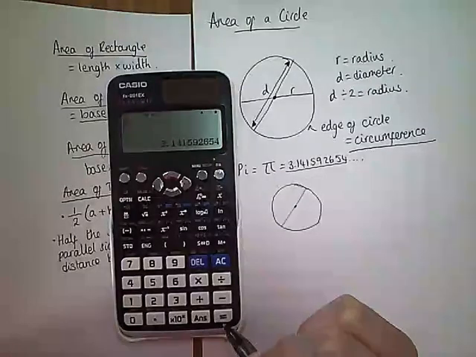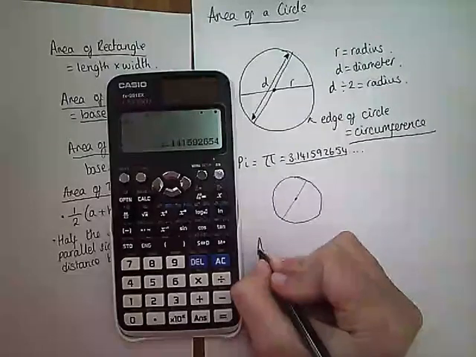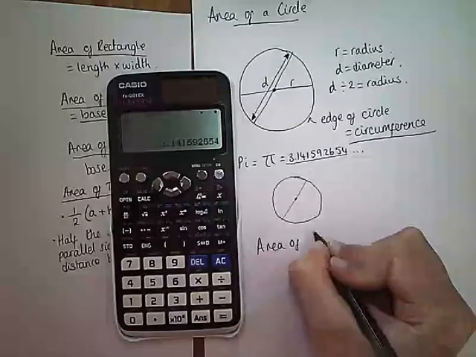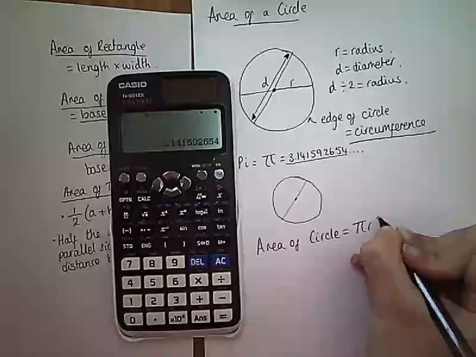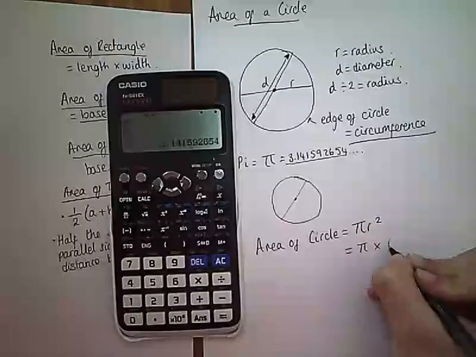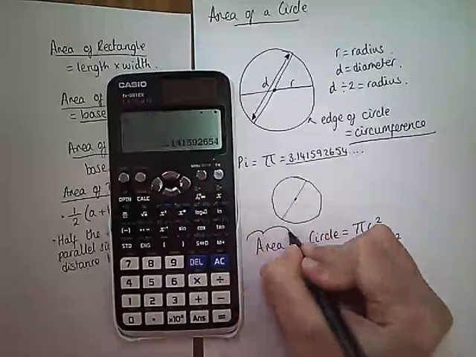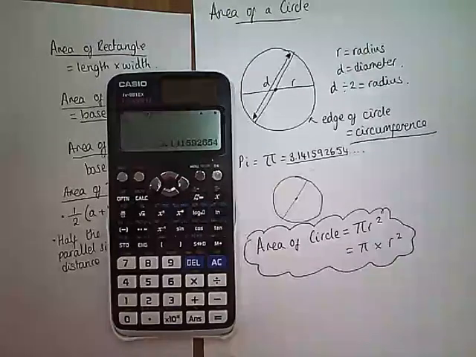So that's enough kind of introduction. We're now going to talk about how you find the area of a circle. Okay, so the area of a circle has the formula pi r squared. What that means is pi times the radius squared. That is how you calculate the area of a circle.